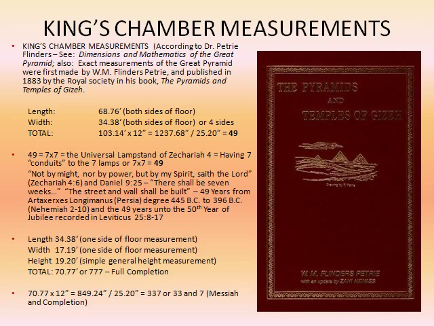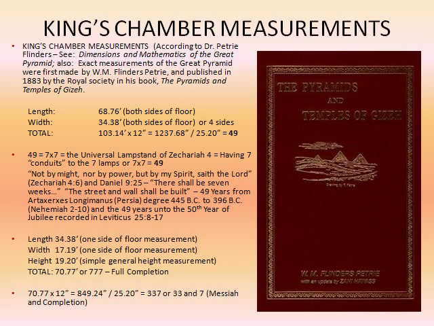Now again, the length of the king's chamber is 34.38 linear feet. That's one side of the floor measurement. Its width is 17.19 linear feet, another one side of the floor measurement. The height of the king's chamber in its simple general height measurement is 19.20 feet. When all 3 dimensions are added together, they total 70.77 feet, or the fractal of 777, representing full completion.